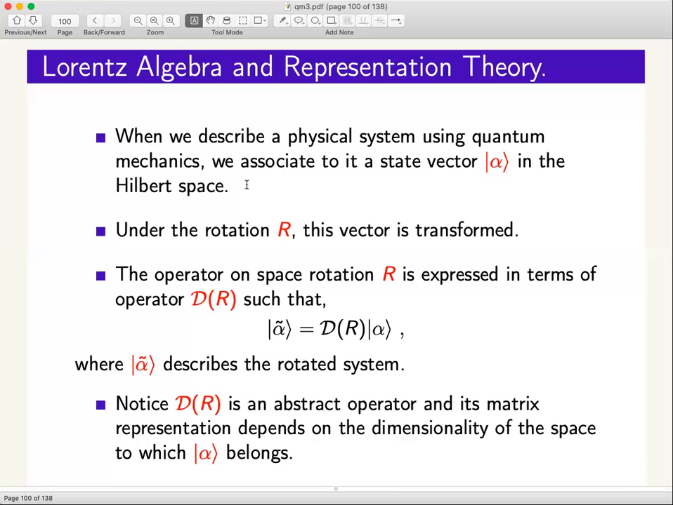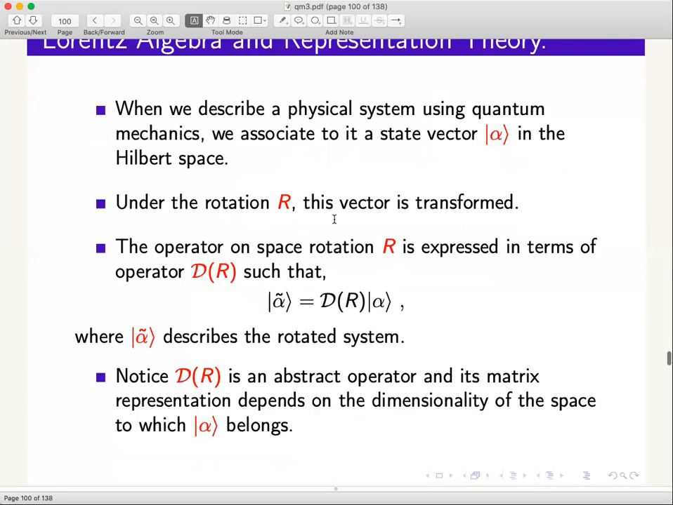But when you're doing quantum mechanics, a space rotation by some matrix R is expressed in terms of an operator, which is called a D matrix, acting in the Hilbert space, which rotates a state vector to a new state vector. The state alpha tilde is therefore referred to as the rotated system, describing a rotated system. We have done this in the QM1 course.